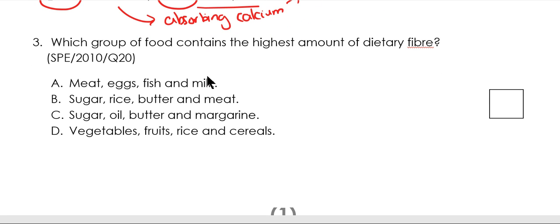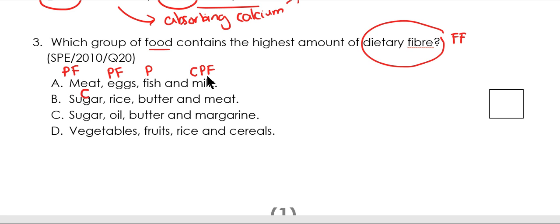Question number 3. Which group of food contains the highest amount of dietary fiber? So let's see here. Meat contains mainly protein. For fiber, I'm going to write down F. P for protein, it also contains fat as well. For eggs, it does contain protein and the egg yolk contains fat. Fish contains mainly protein, and milk contains quite a lot. It contains carbohydrate, protein, and also fat.